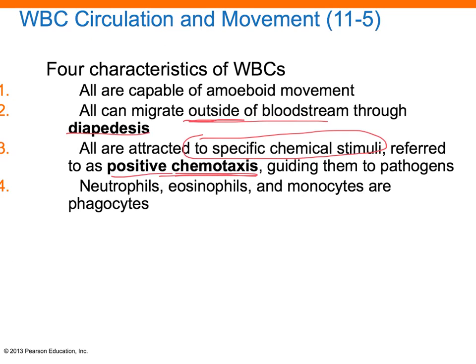Specifically, we call it positive chemotaxis because they're going to be moving towards the chemicals, and this is what guides them to pathogens. Neutrophils, eosinophils, and monocytes are phagocytes that move about a lot and get guided to the pathogens and squeeze through the tissue so that they can go there and do their jobs, which we're about to talk about soon enough.